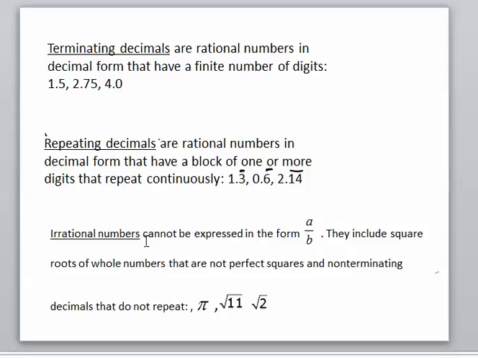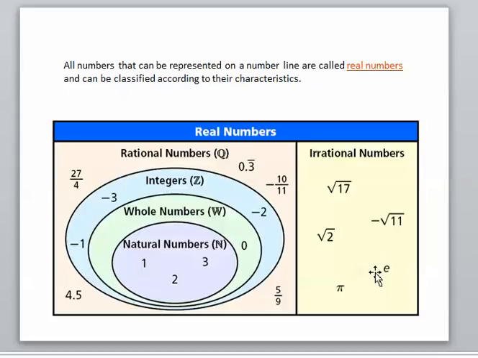The last part we need to talk about is irrational numbers. Irrational numbers cannot be written in fraction form. They include the square roots of whole numbers that are not perfect squares, and also numbers that we know do not repeat. Pi is one of them, and so is e. e is 2.71 something something. It's like pi. So all of these are irrationals.